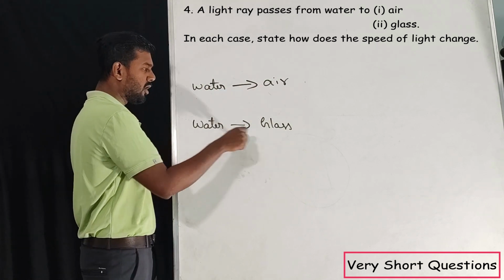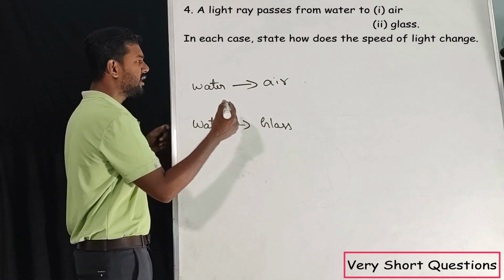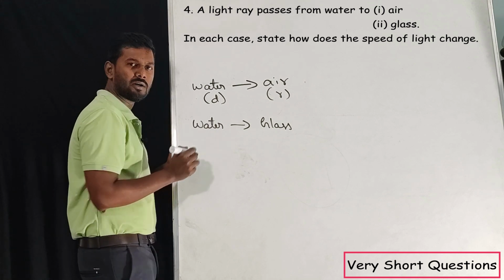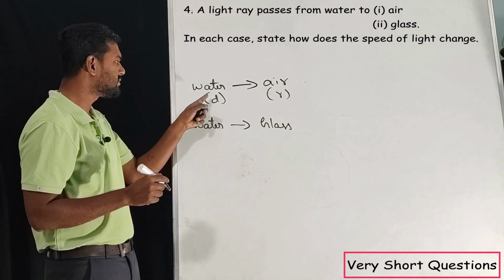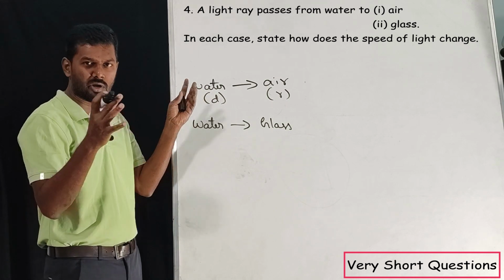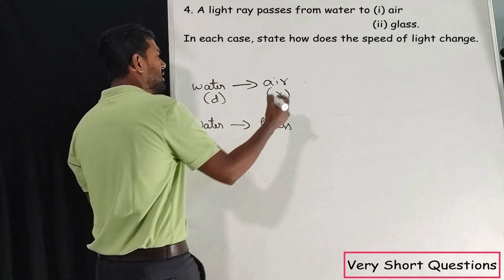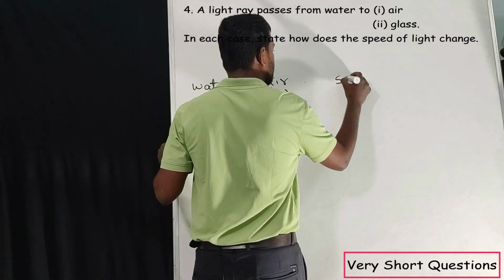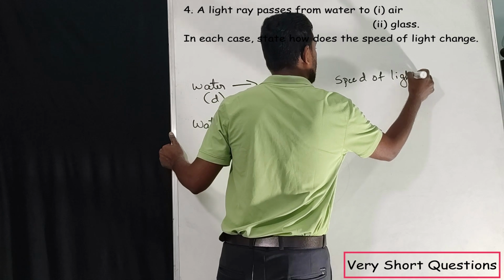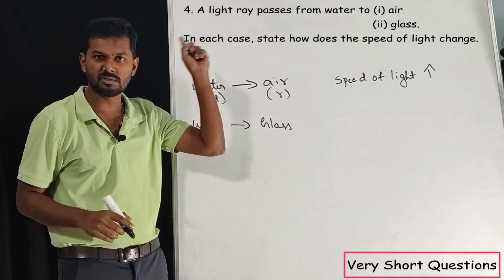Only these two you have to compare. You should not compare with all these other things. In this case we have to compare these two. Which is rarer? Rarer is air and denser is water. Whenever a light ray enters from denser medium to rarer medium, from molecules that are close to each other to molecules that are away from each other, the speed of light increases. You have to write it in full form. Don't use the symbols in the exam.